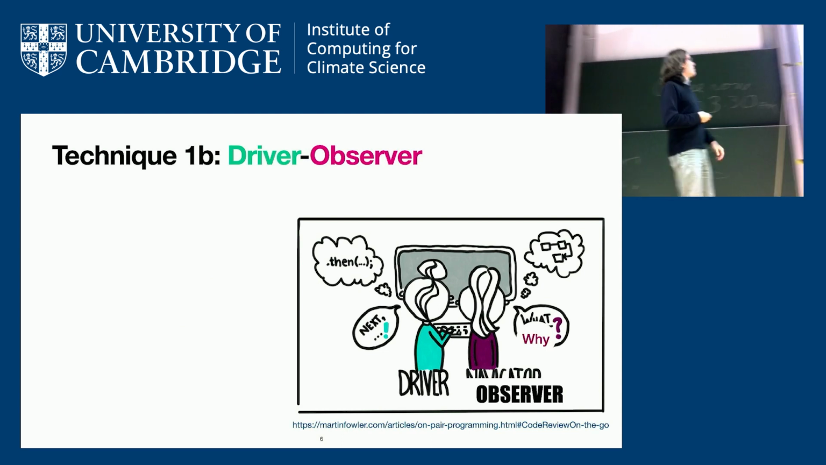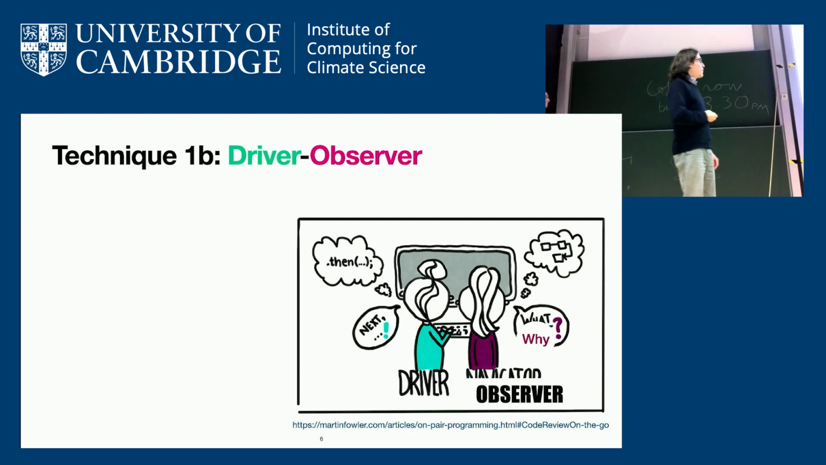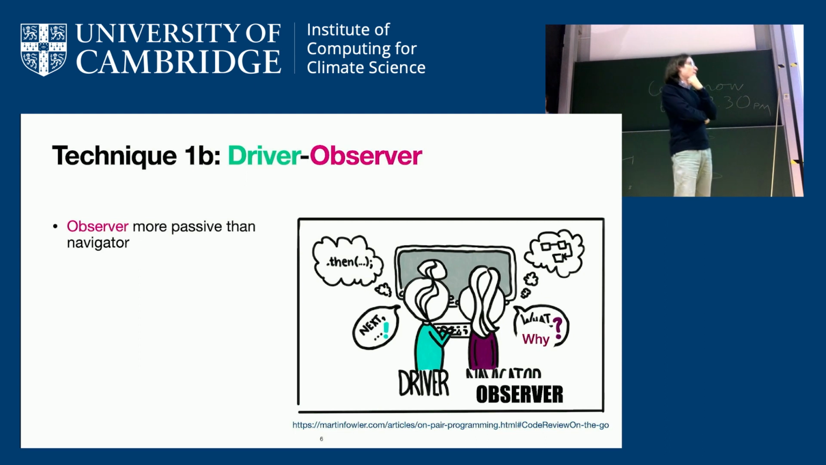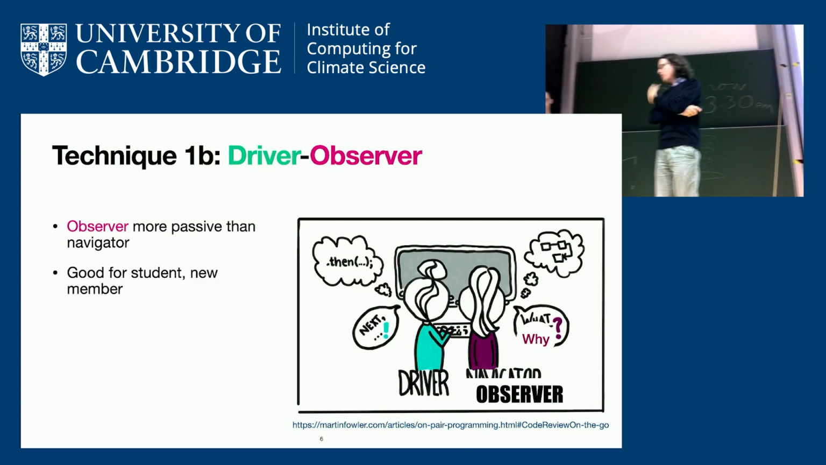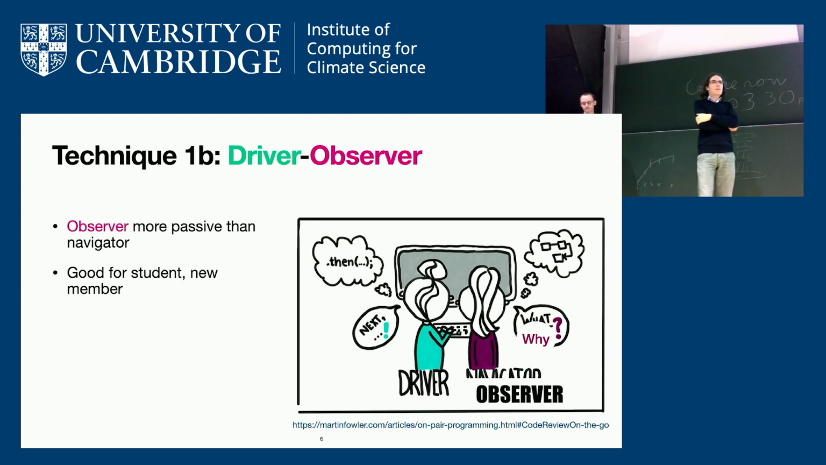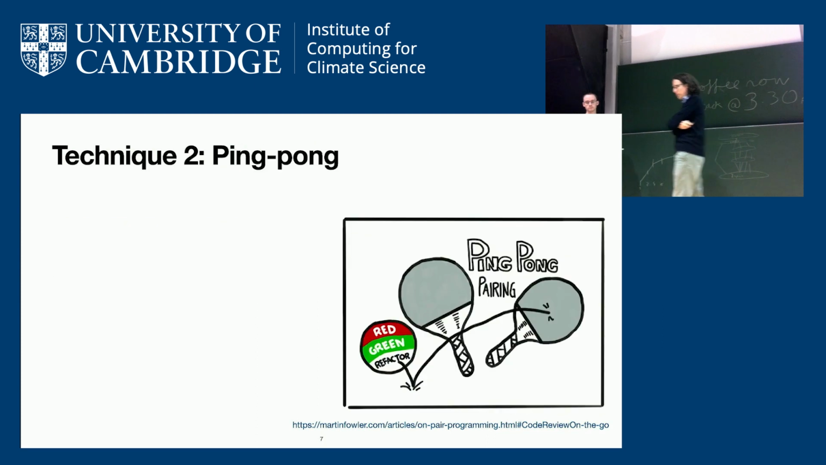Never mind. A variant of Driver Navigator is Driver Observer. In this mode, the non-driver person is more passive. They're just there for the ride, taking it all in, trying to understand what's going on, and they might ask questions like, why is that happening instead? I think this is really good when you've got a new member to the team, or you're working with a student, or someone who's less familiar with something. It's a nice way of teaching them something by letting them observe how you do it, and you can learn a lot that way. So that can be a really useful approach for onboarding people.